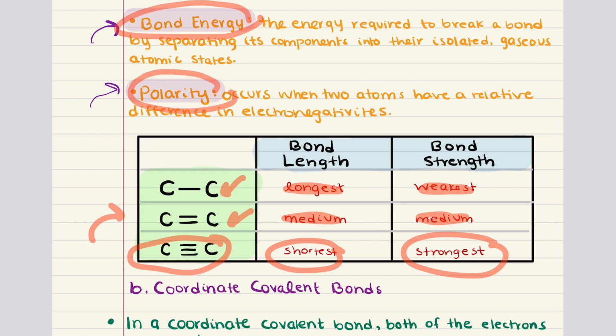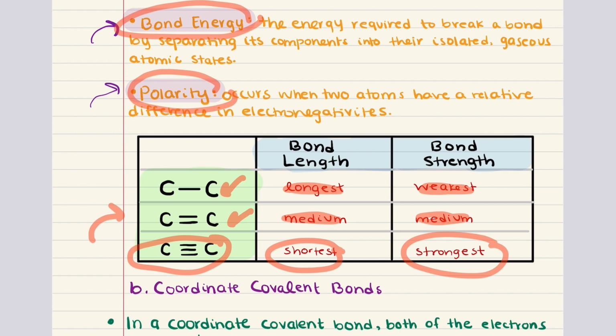Polarity occurs when two atoms have a relative difference in electronegativity. When these atoms come together in covalent bonds, they have to negotiate the degree to which the electron pairs will be shared. The atom with the higher electronegativity gets the larger share of the electron density. And a polar bond, like this, creates a dipole where the positive end of the dipole is at the less electronegative atom, and the negative end of that dipole is at the more electronegative atom.